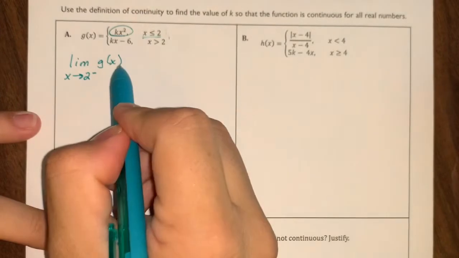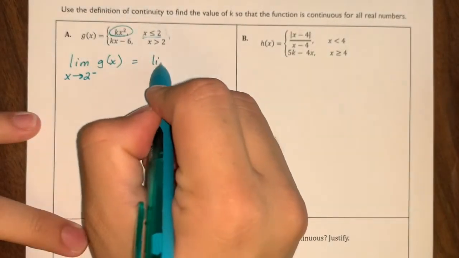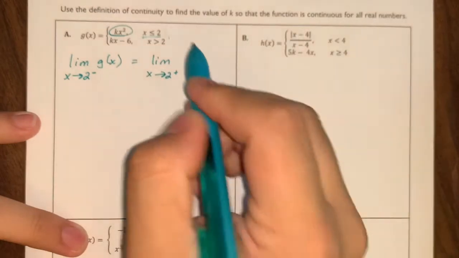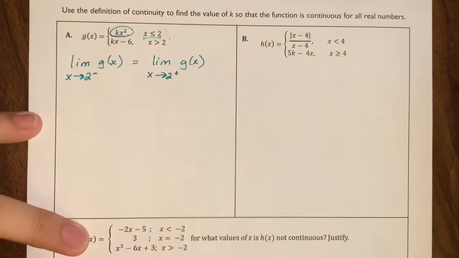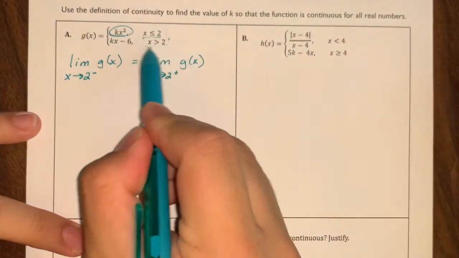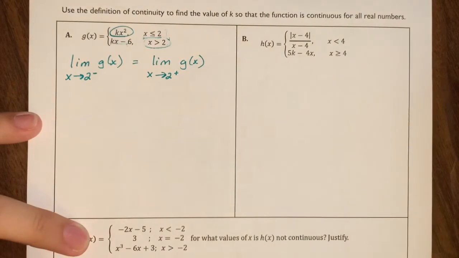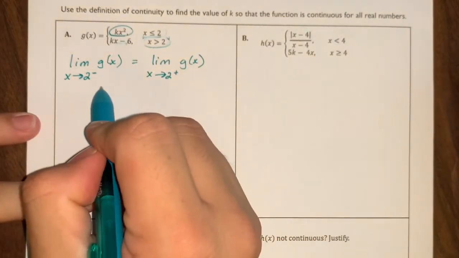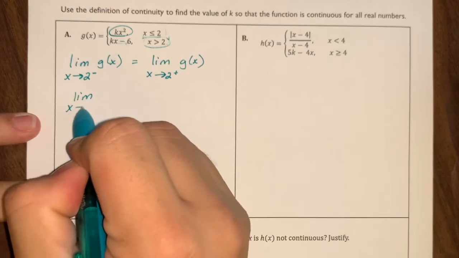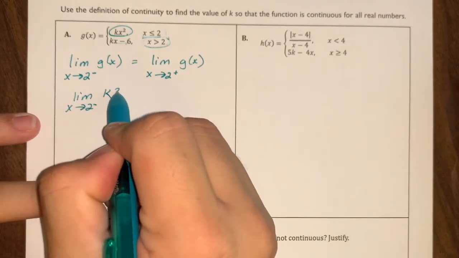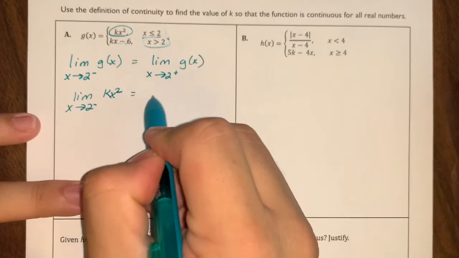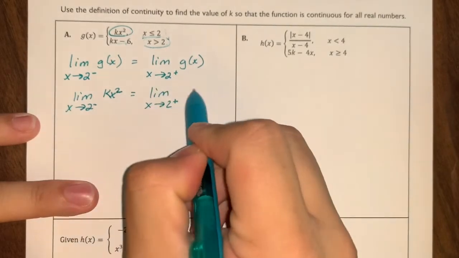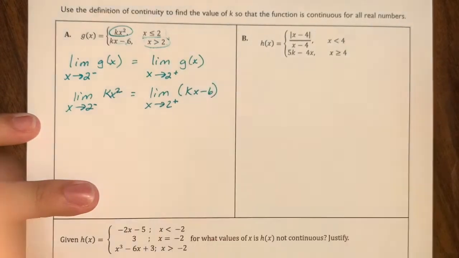And we know that this has to be the same thing as the limit as x approaches 2 from the right of g of x, all right? This has to be the case. And again, if it's coming from the right, then that's referring to this equation right here where x is greater than 2. So if I plug these formulas into this equation, then we know we're going to have the limit as x approaches 2 from the left of kx squared is equal to the limit as x approaches 2 from the right of kx minus 6, right?